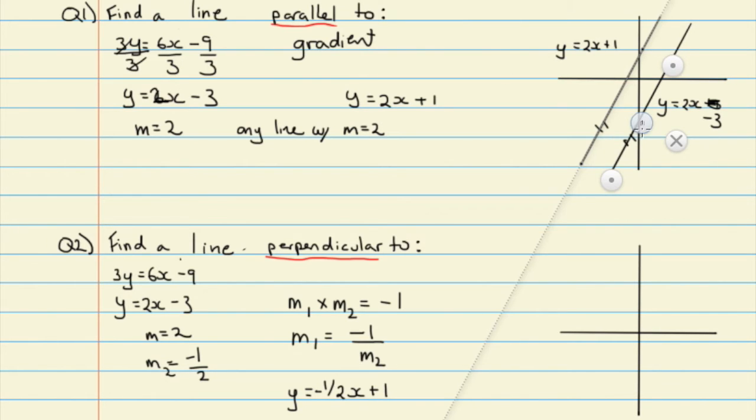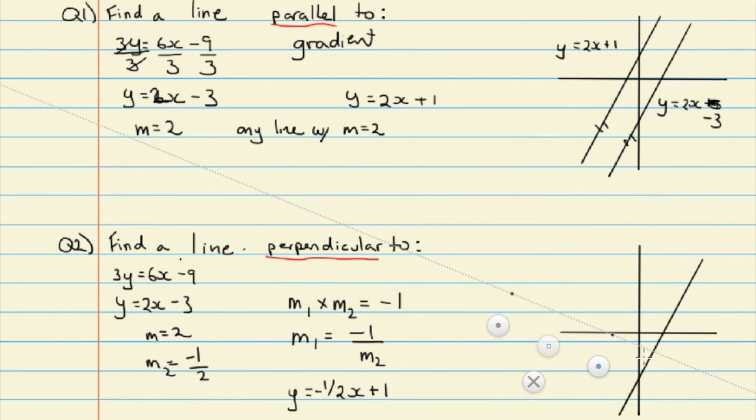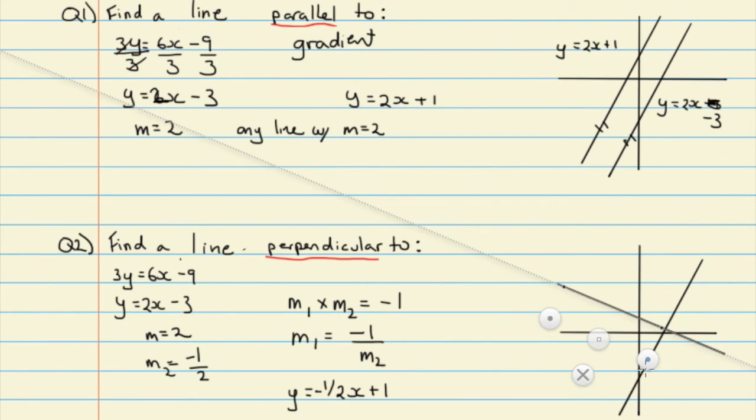So if I plot those two lines, the first one, we know what it looks like. It looks something like that. Now for the second one, you have a gradient of negative 1/2, which looks a little bit like this, with a y-intercept of positive 1. So you can see that there is a 90-degree angle between those two lines. So the original line that I had, y equals 2x minus 3, and the new line, which is y equals negative 1 over 2 x plus 1.